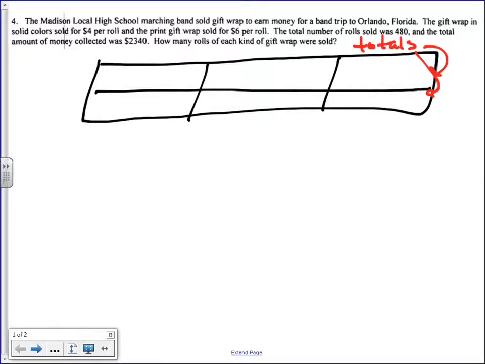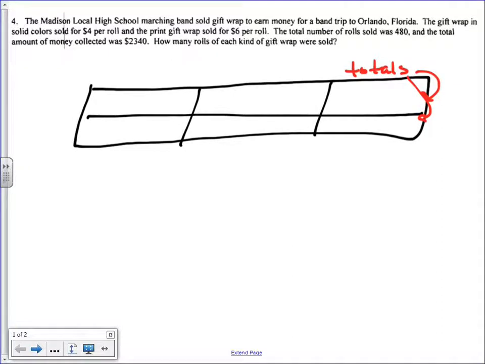According to the information given, we have 480 rolls that were sold, right? Because the almost last sentence says the total number of rolls sold was 480. So that means I have 480 rolls. And it's very important to write the units, because it will help us later.